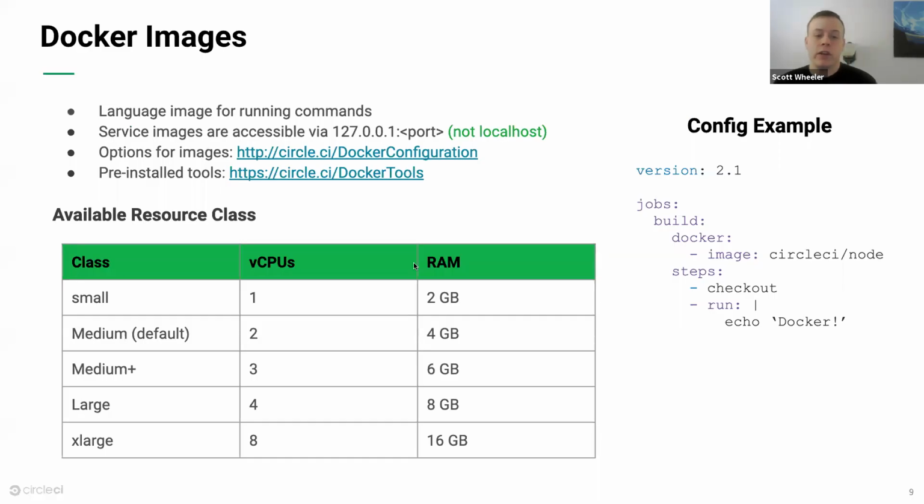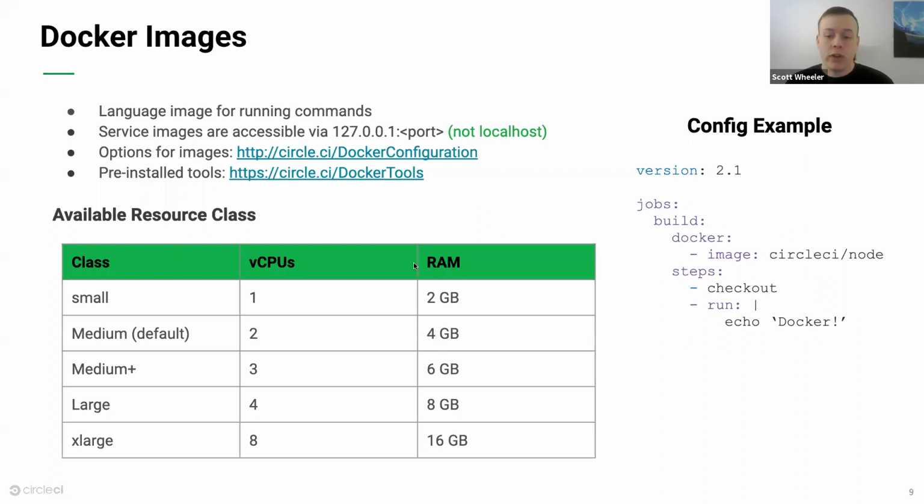Jumping into executors, the first executor is Docker images. CircleCI offers a ton of convenience images, which are language specific. Some examples are Ruby, Node, PHP, and Android. We also offer several resource class options for the Docker executor. The 5 here in the slide cover the majority of use cases. If your build requires more resources than the extra large, 16 gigs of RAM and 8 virtual CPU cores, please reach out to support. We'll be happy to help you get the resources needed to build your application. A configuration example is available on the right side. This example will print Docker into the build output window using the CircleCI node image.